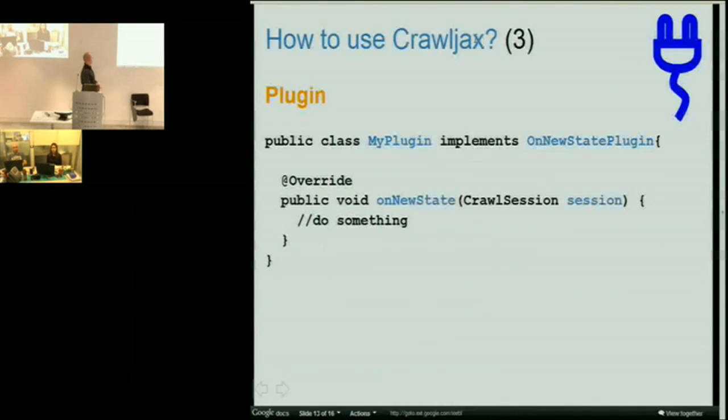So, and how can you use your plugins? There are interfaces for the plugins of different types which can be called. The most common plugin type, I guess, is on new state. So every time you find a new state, you can execute some tests on that state. Are there any violations in this state? Is there anything weird going on?